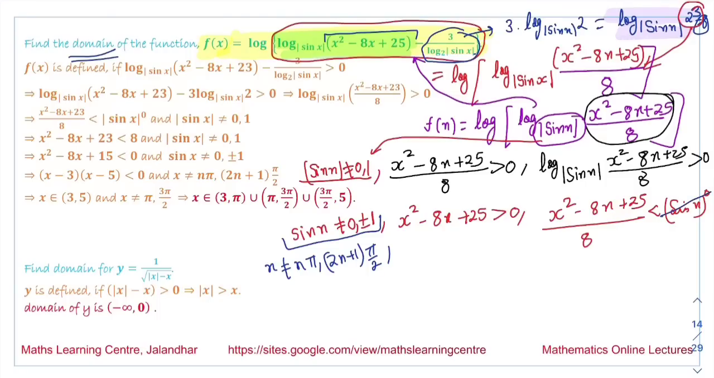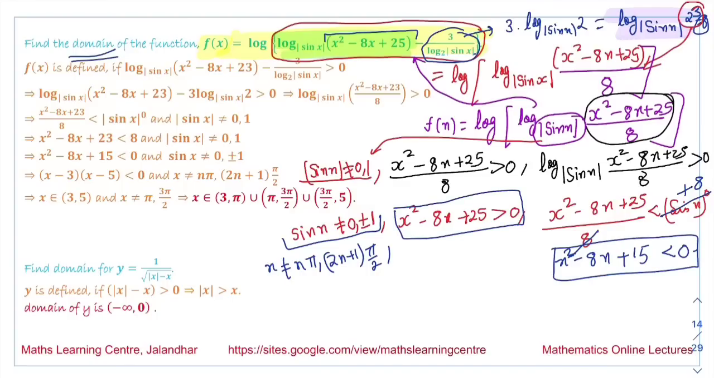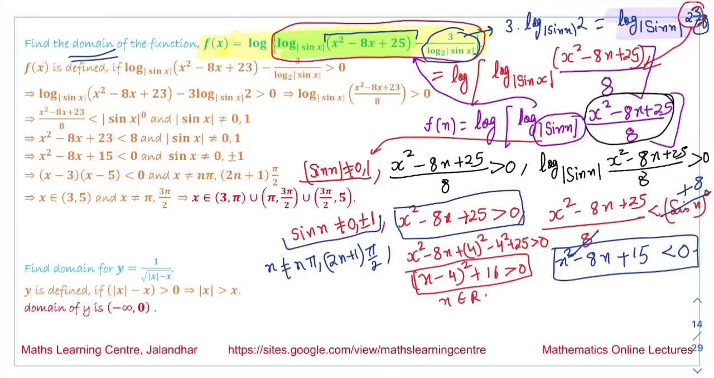Now we are talking about this condition over here. This becomes 1, this 8 goes to this side, so we are left with x square minus 8x plus 15 should be less than 0. Second, we have x square minus 8x plus 25 should be greater than 0. If we complete the square, we get x square minus 8x plus 4 square minus 4 square plus 25 is greater than 0. So we get (x minus 4) whole square plus 16 is greater than 0. So for this we say x belongs to R. Next, for this term, on solving we get (x minus 3) into (x minus 5) less than 0, and this gives us that x belongs to the open interval (3, 5).